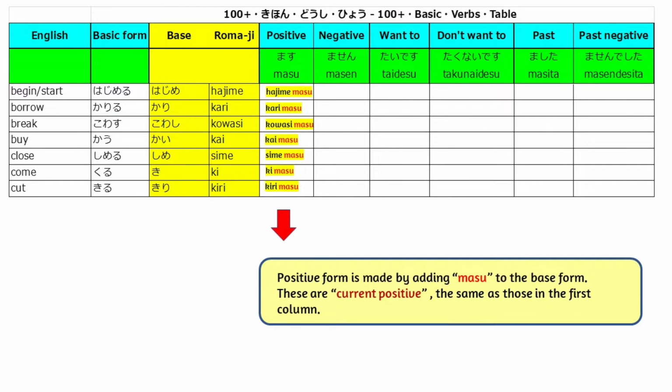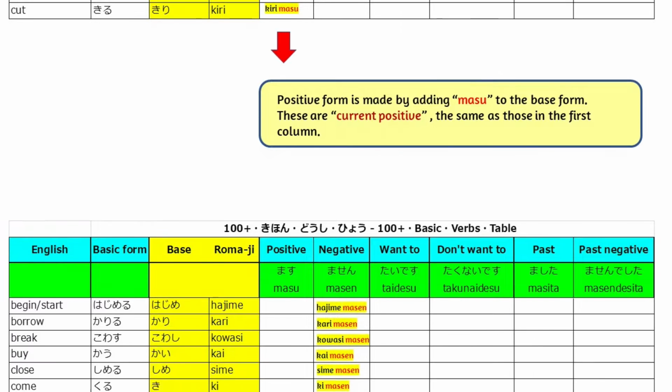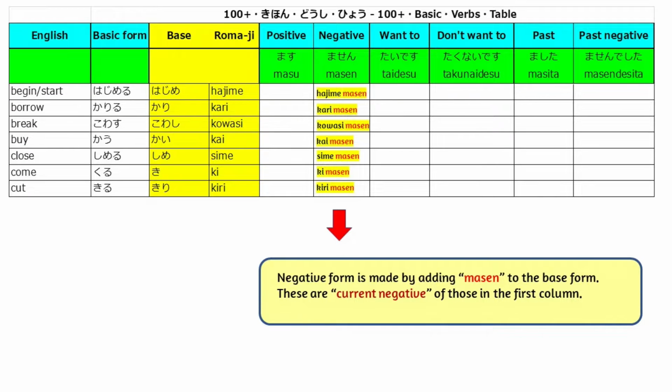Positive form is made by adding ます to the base form. These are current positive, and the meaning is what's listed in English in the first column. Negative form is made by adding ません to the base form. These are current negative.